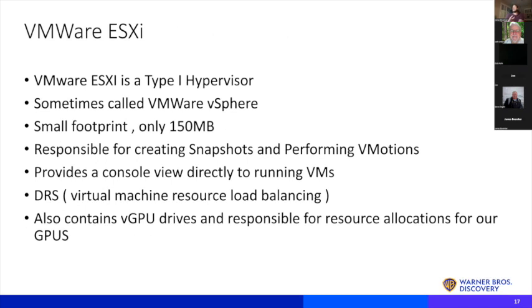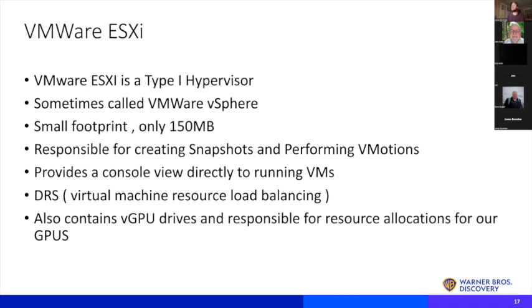Now, we talked a little bit about hypervisors. Let's talk a little bit more about ESXi, the one we're using in production. It's a type 1 hypervisor. Sometimes it's called vSphere. It has a really, really small footprint. It's only about 150 megs to install on each server. It's responsible for creating snapshots and performing vMotions and all the back-end stuff that we need to run these virtual machines. It also can provide us a console for directly viewing and managing the VMs. There's a little asterisk on that. It doesn't work with virtual GPUs like we're using, but you do have the ability if you remove that GPU.